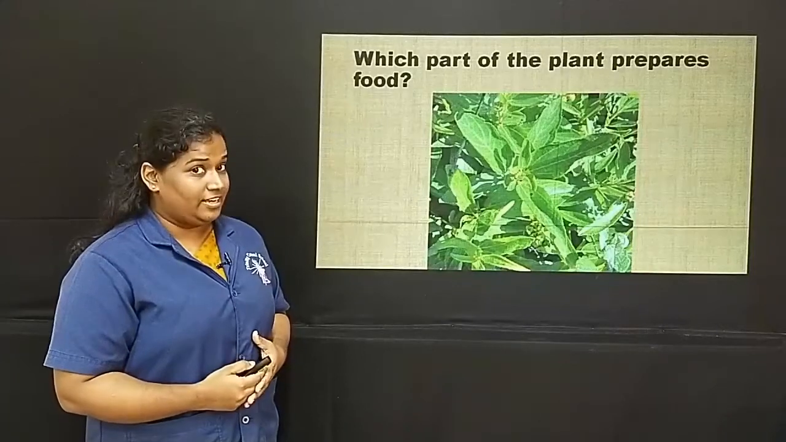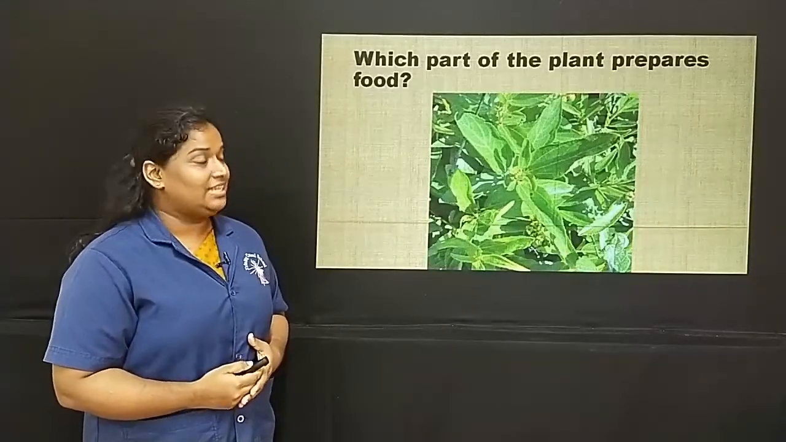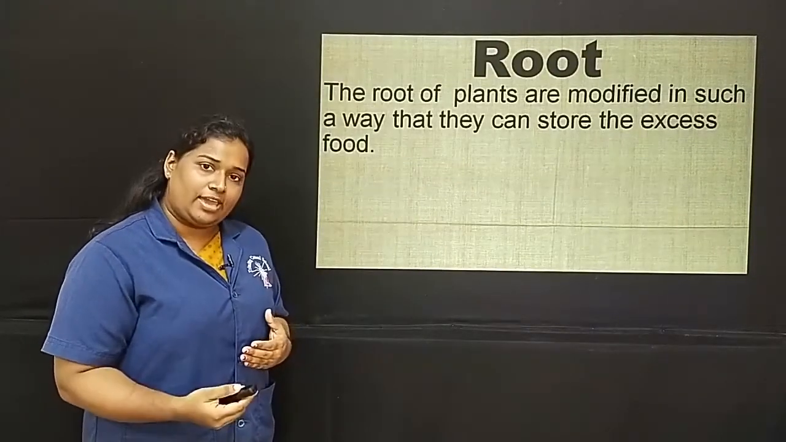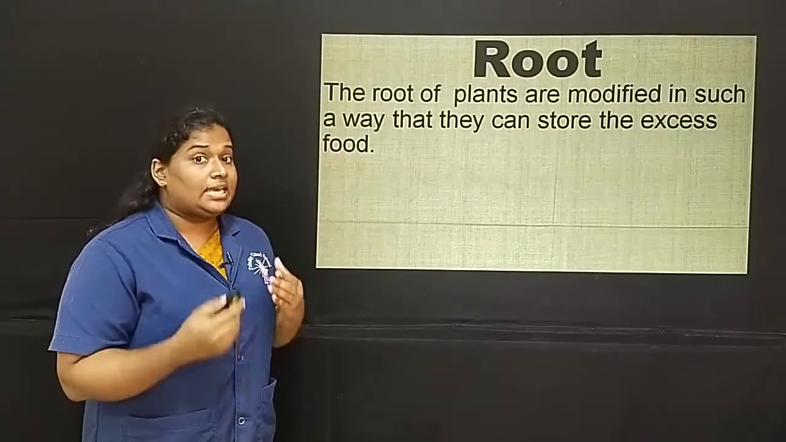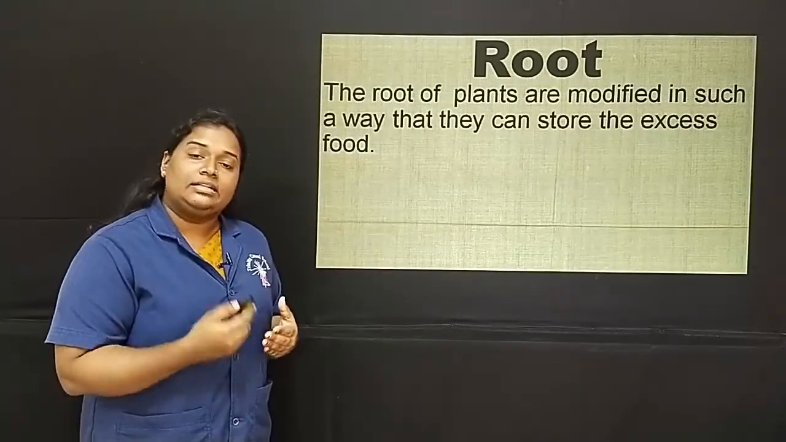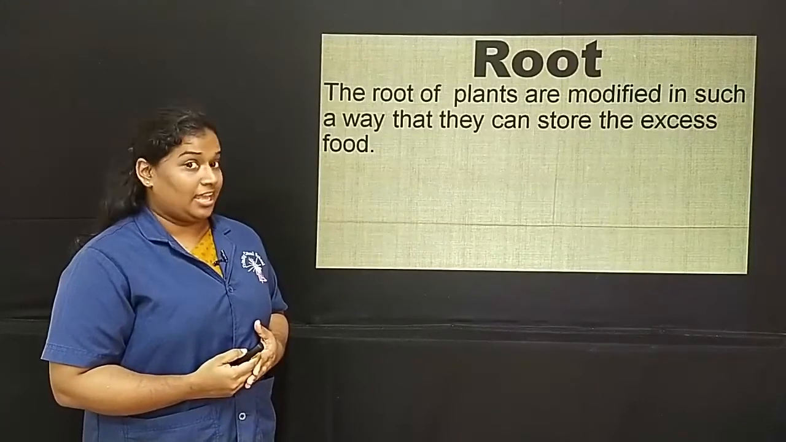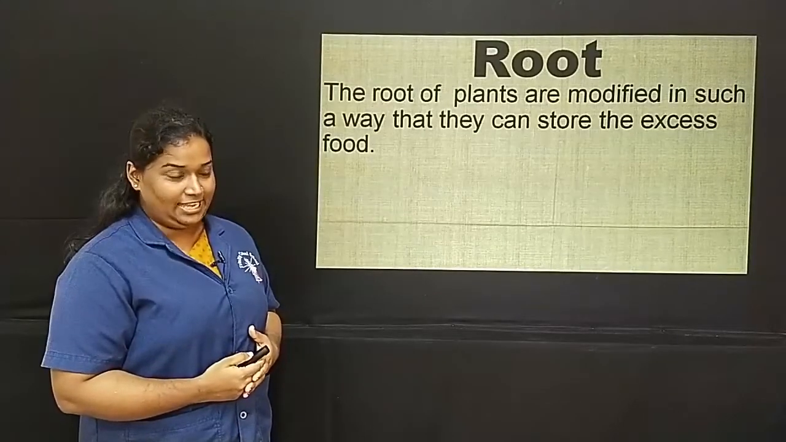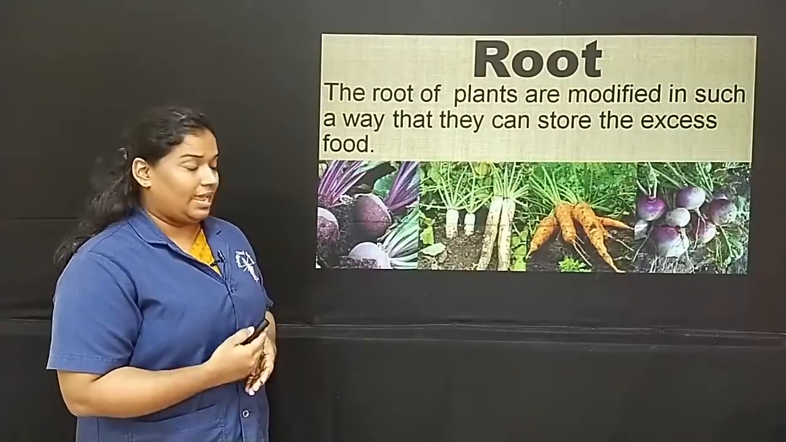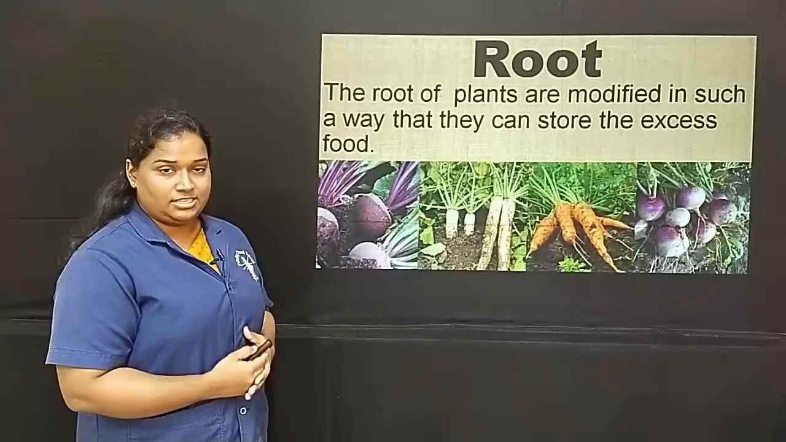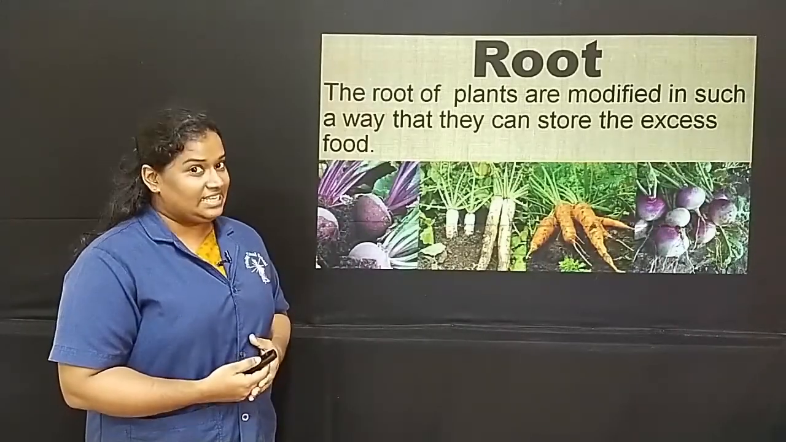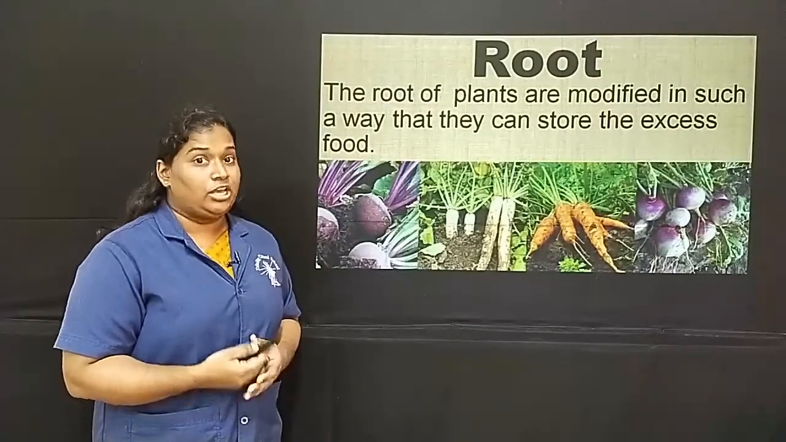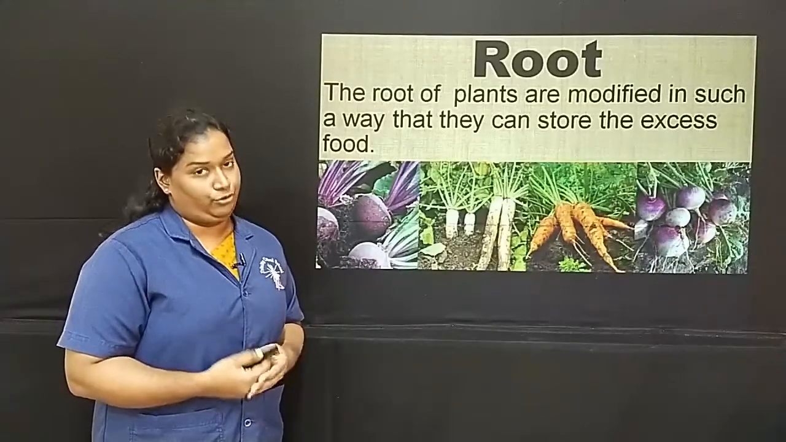Let us see. The first is the bottom part, that is root. Root is modified in such a way that it stores the excess food prepared by the leaves of plants. Can you give me some examples for this? Yes, vegetables like beetroot, radish, carrot, turnip, etc. These are a few examples of roots which store excess food which we consume as food.